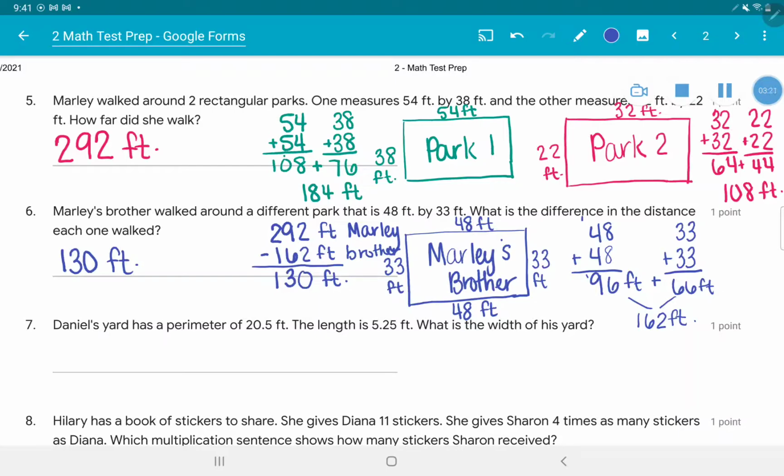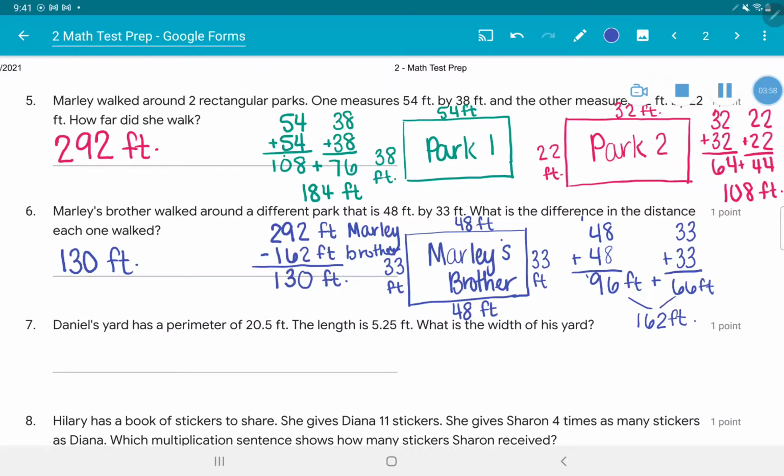132 feet is what I got. I got 136. Okay, so if she walked 292 feet, that's what we found for Marley, correct? I think I might have got it wrong. Hold on. She walked 292 feet. He walked 162 feet. And I'm looking for the difference in the distance each one walked.